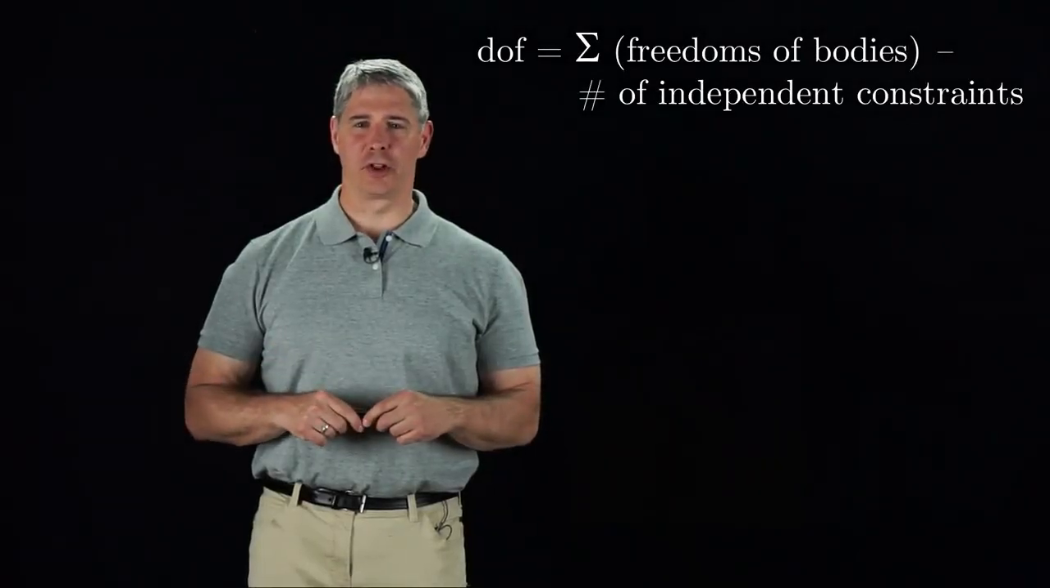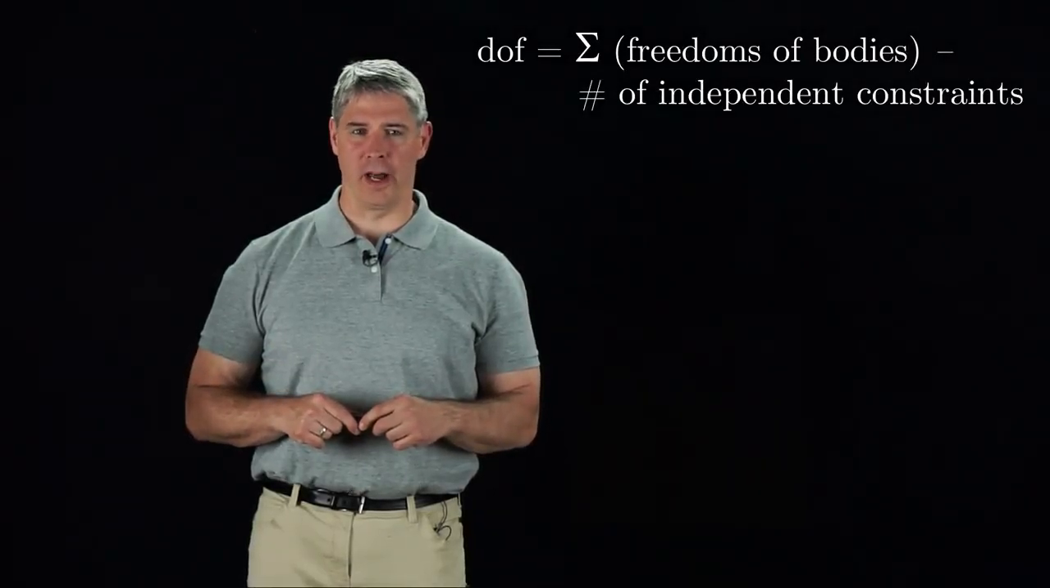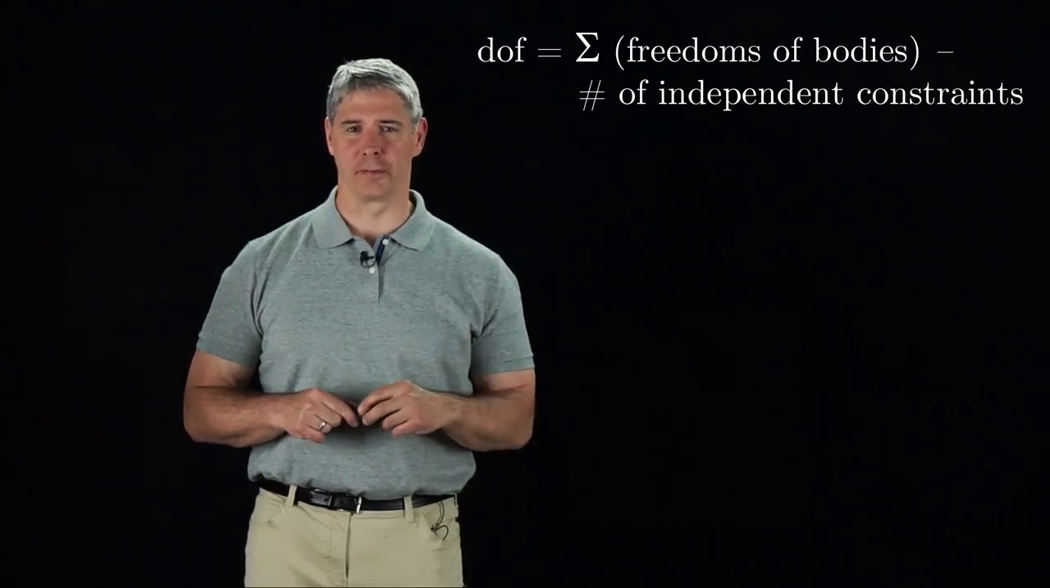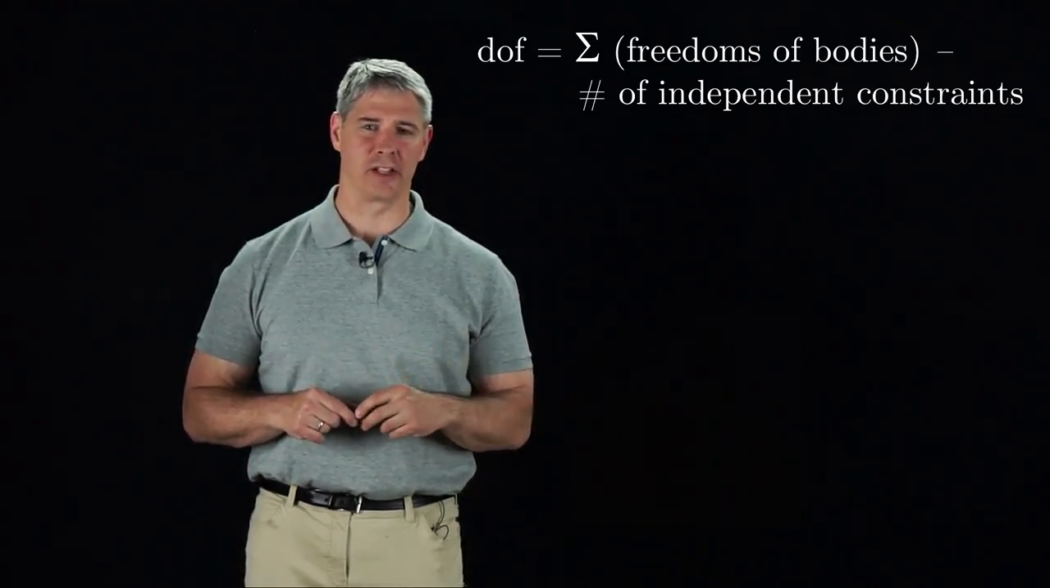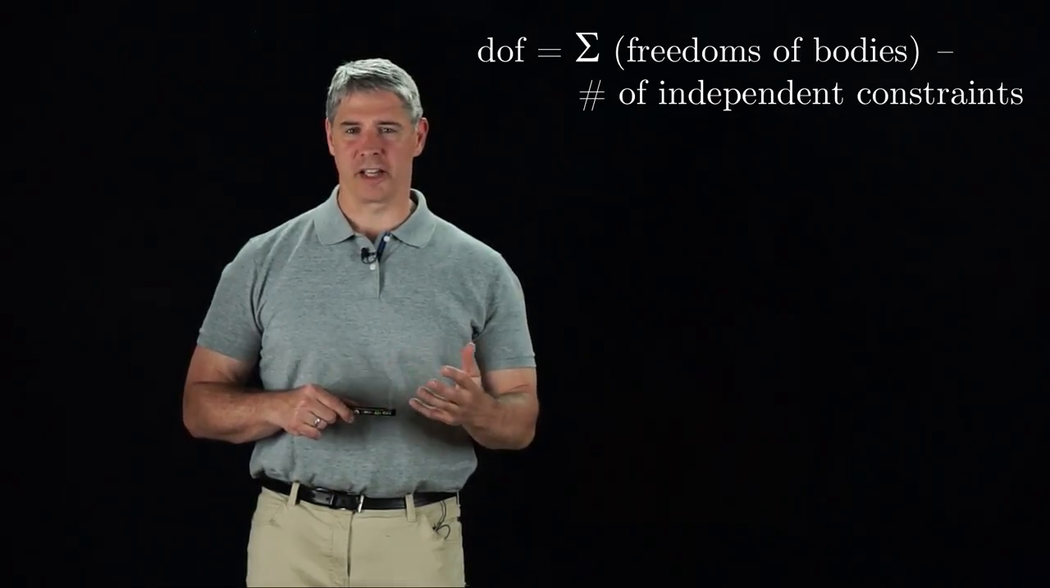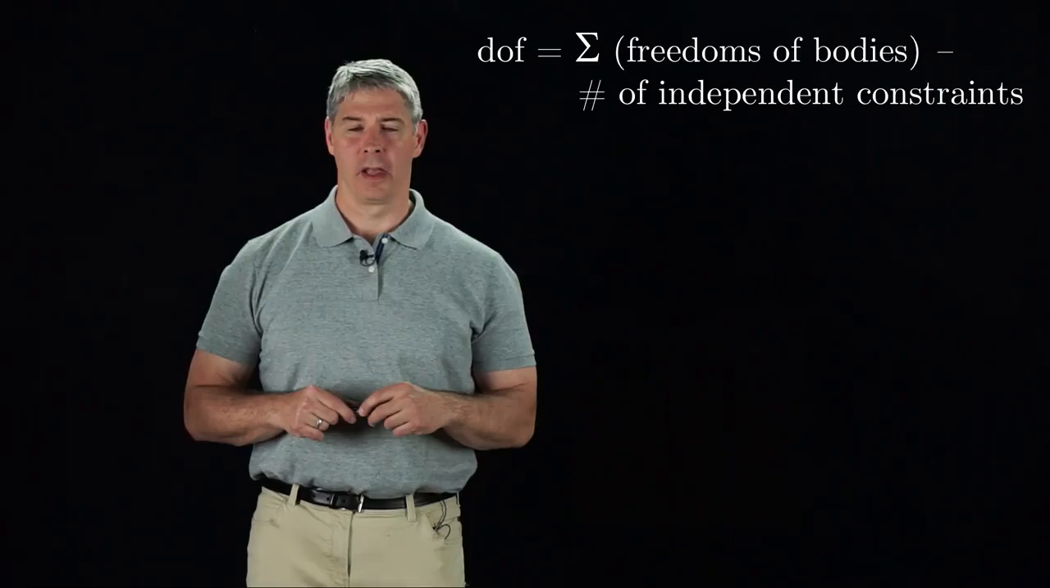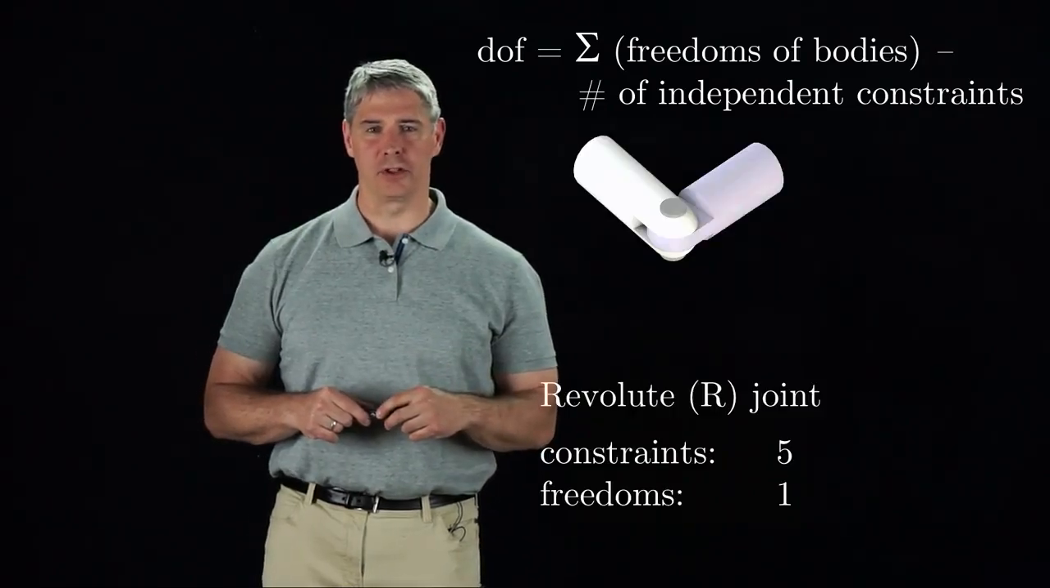In the previous video, we learned that the number of degrees of freedom of a robot is equal to the total number of freedoms of the rigid bodies minus the number of constraints on their motion. The constraints on motion often come from joints. The most common type of joint is the revolute joint.